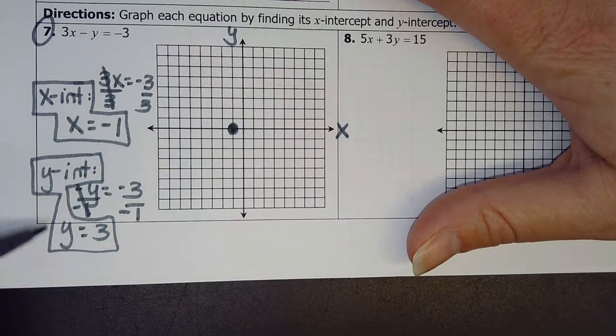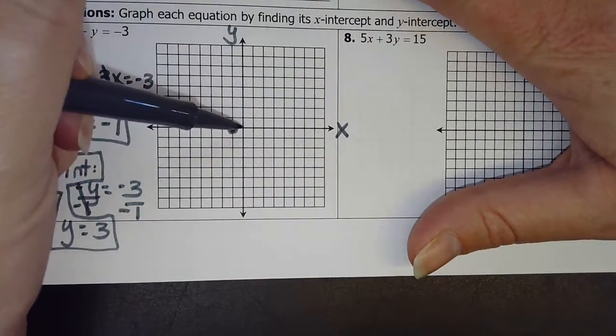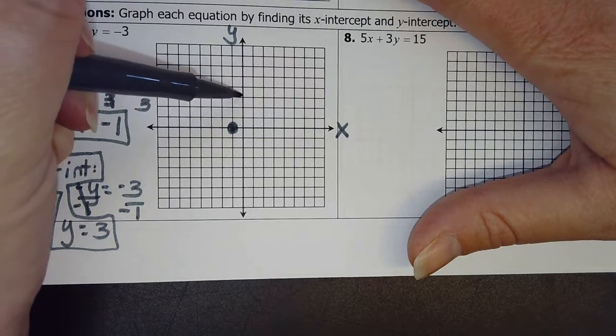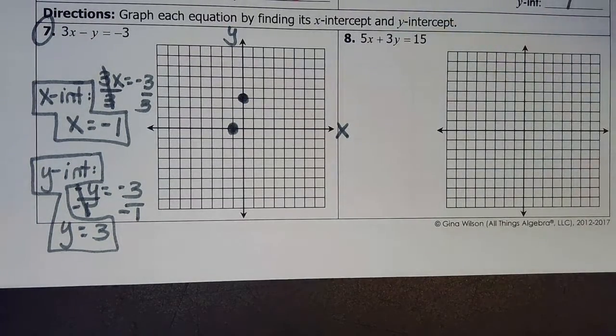And then if your y-intercept is at y equals 3, you go to the y-axis, start at 0, 0, and you go up to 3. 1, 2, 3. So one more time as to where those things came from.